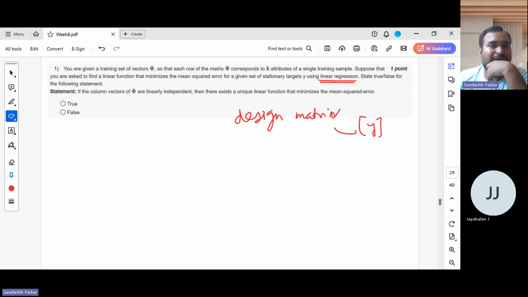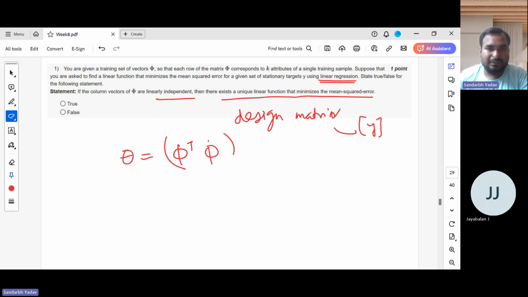So state true or false. If the column vectors of phi are linearly independent, then there exists a unique linear function that minimizes the mean squared error. So you remember like the solution of linear regression is something like this. This is from a traditional machine learning course. This is not part of RL. So the linear regression solution is something like this. So this is the optimal set of parameters.